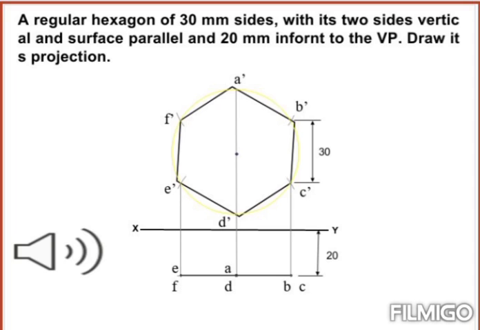So to draw a regular hexagon, first of all we will draw a line of length 30 mm. This line will be perpendicular to reference line, as in the problem it is given that two of the sides of the regular hexagon are perpendicular to reference line. So we will draw a line perpendicular to reference line of length 30 mm.